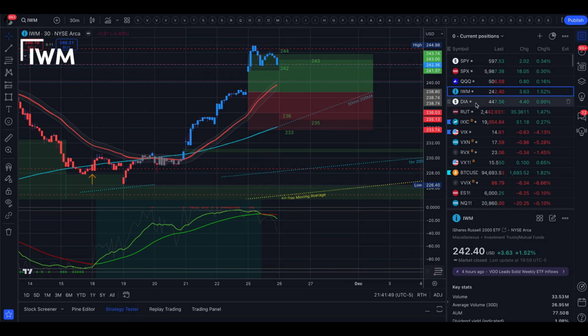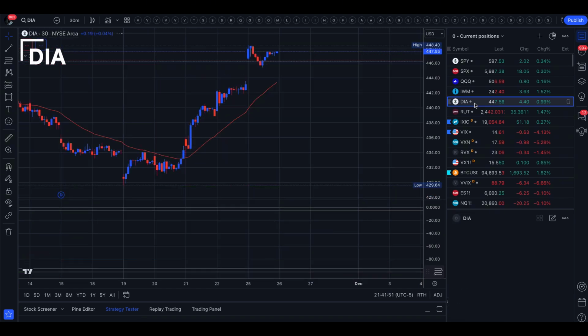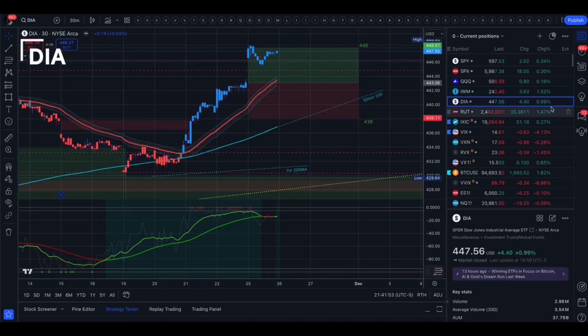All right, and then DIA. DIA again had the second biggest move of the day. So IWM and DIA have been definitely seeing the biggest moves. And we opened with a huge gap up almost to the top of the implied move. Then we took it up to the top of the implied move. So 448 did get hit today.